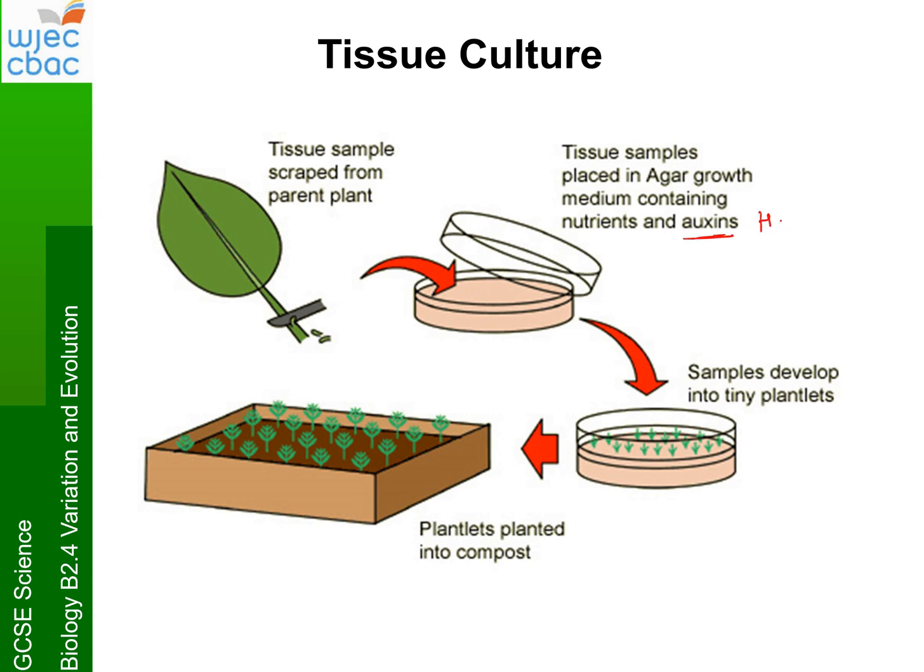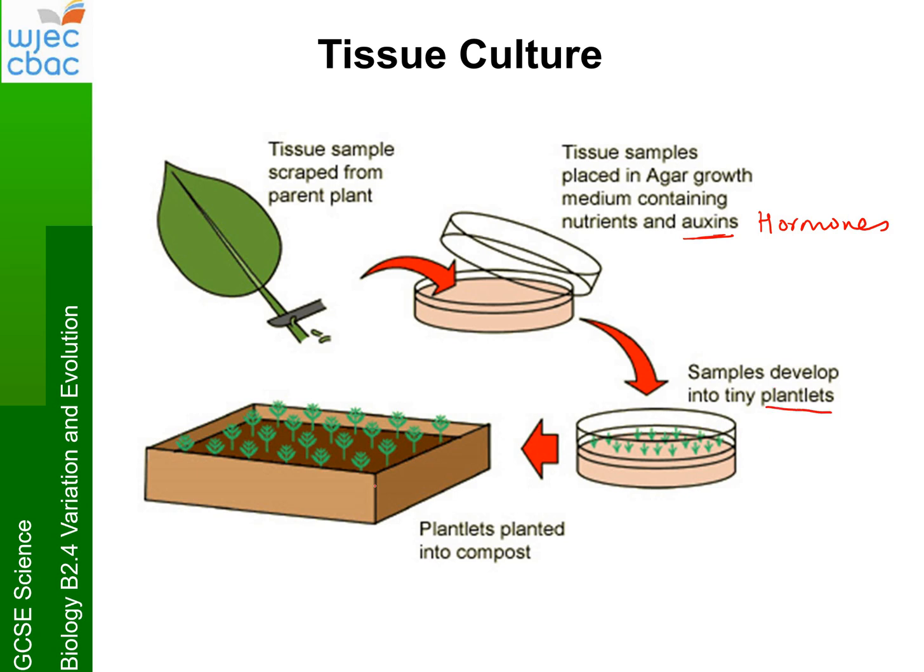Auxins are hormones. Only the triple pupils will need to know this particular word, because they've studied it previously. So we leave the tiny bits of scraped tissue sample from the plant on the agar for many days, and what happens is each of the pieces turns into a tiny plantlet.